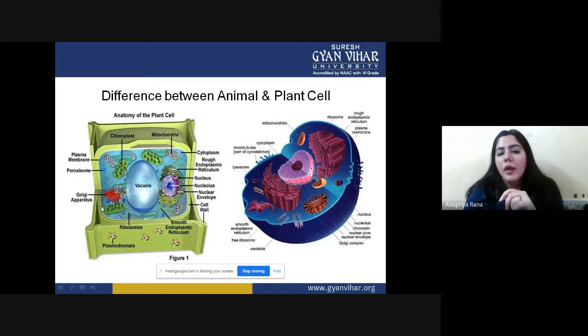Animal cells do not have any chloroplast in them. Plant cells also have a rigid structure, and sometimes they have the extra cell sap that is not present inside the animal cell. So these are the major differences, or you can say the three major differences: vacuole, chloroplast, and plant cell wall. These are the three major differences present between the animal cell and plant cell.